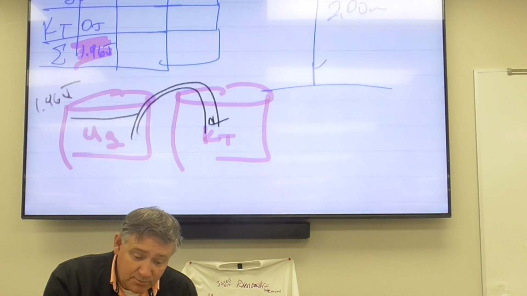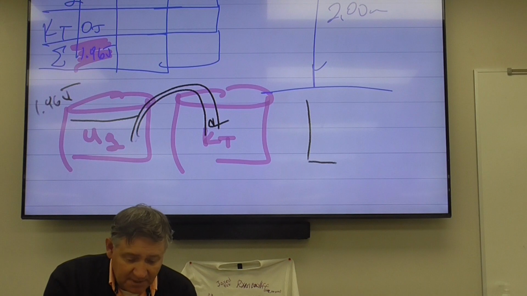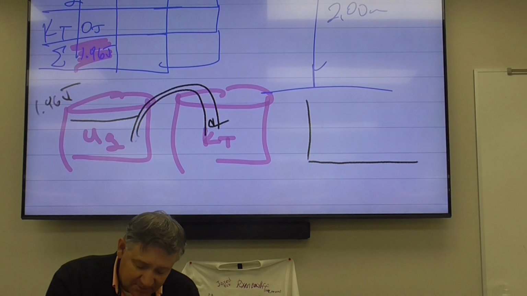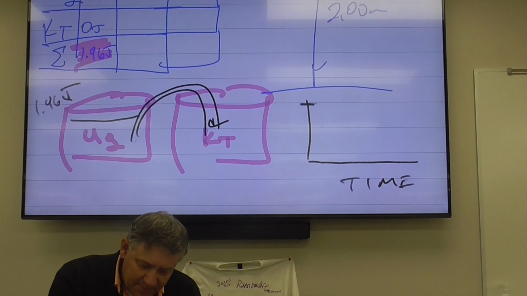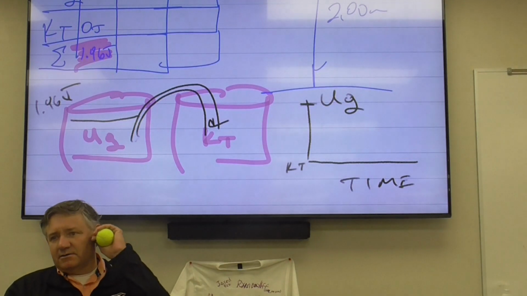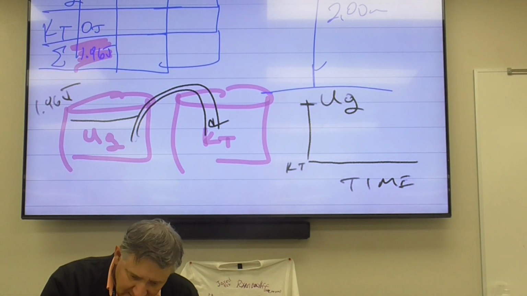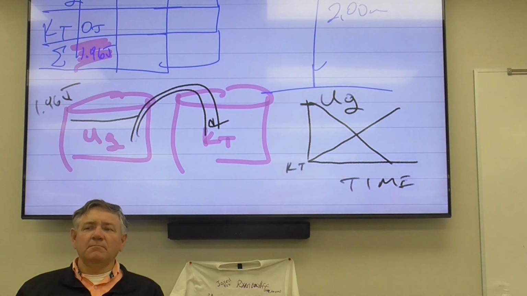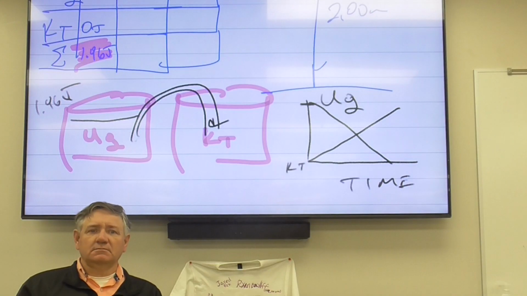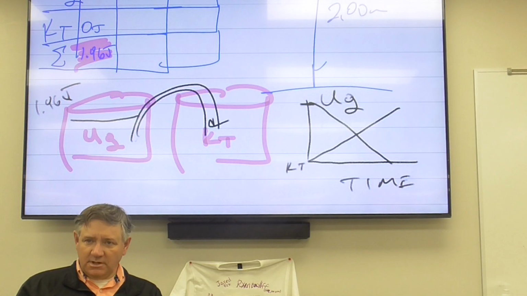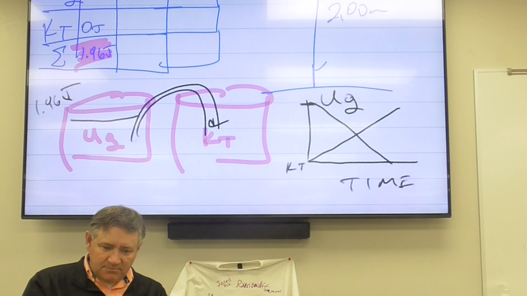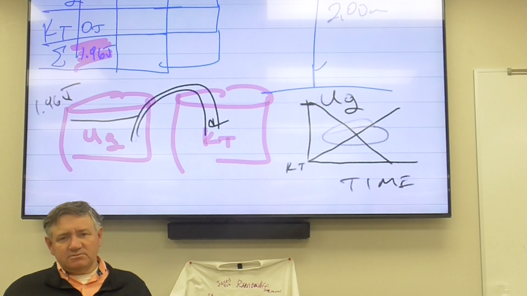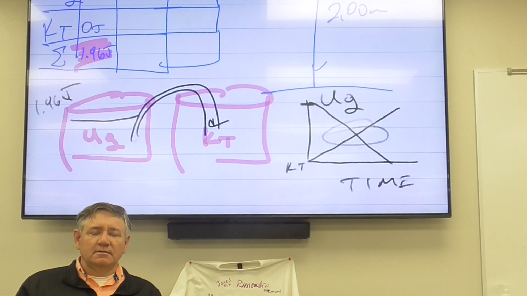If you're into graphs, like I was president of the graph club in high school, you start up here with a certain amount of UG. Kinetic energy starts down here at 0. Kinetic energy goes up, UG goes down. At some point, will those lines cross? Yes. And when those lines cross, what's going to happen? It's going to hit the ground.